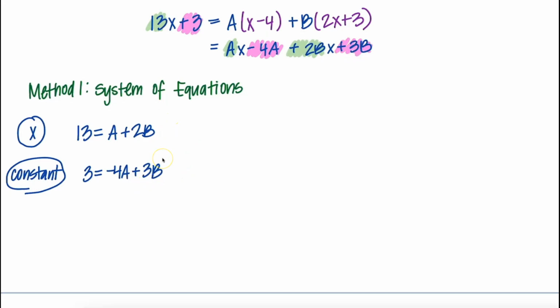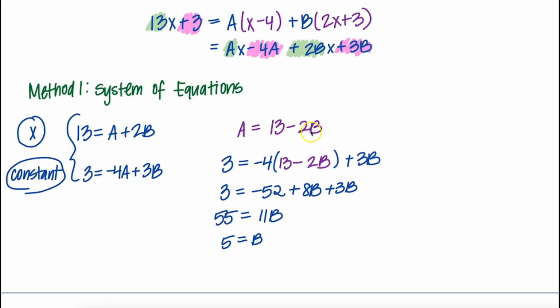So now here is my system of equations. And to solve a system, I can either use substitution or elimination. I'm going to use substitution. I'm going to solve this first equation for a. So just subtract 2b to the other side, and then substitute this a into the other equation. Once I substitute that 13 minus 2b into a, and then combine like terms and solve for b, I get b is equal to 5.